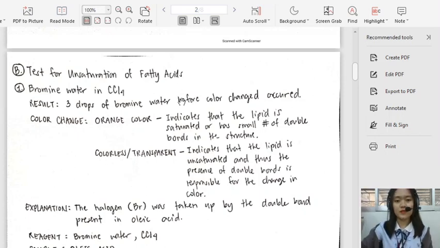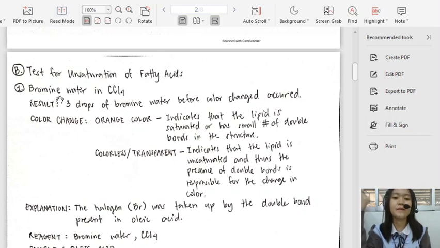So, ano ba ito siya? Para saan? Your bromine water in CCl4 or carbon tetrachloride is a test to determine if the sample lipid is saturated or unsaturated. Okay? So, anong nilagay ko? Result, 3 drops of bromine water before the color change occurred. Okay? So, ganito kasi yan, class. Yung oleic acid ninyo is an unsaturated fatty acid.